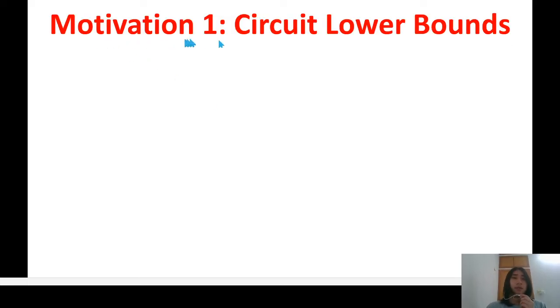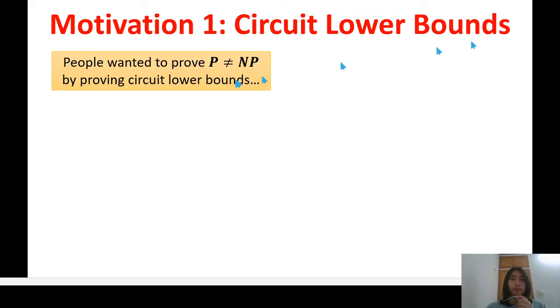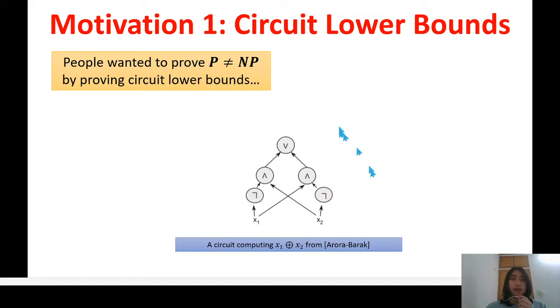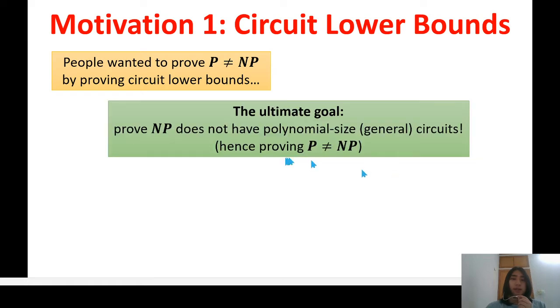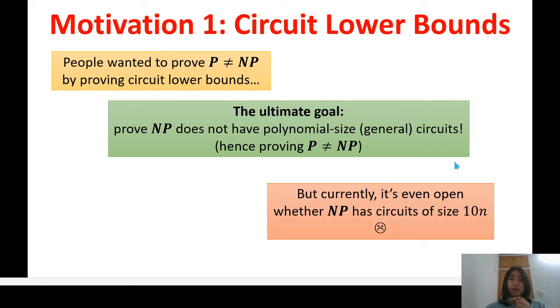So our first motivation is to prove some circuit bounds. People wanted to prove P not equal to NP by proving circuit bounds, and this is just how a typical circuit might look like. So if you want to prove circuit bounds, you pick a hard function and you argue that every small enough circuit cannot compute your function. And if you can prove NP does not have polynomial size circuits, then you can prove P not equal to NP. But currently it's even open whether NP has linear size circuits, so the progress in this direction is very small.